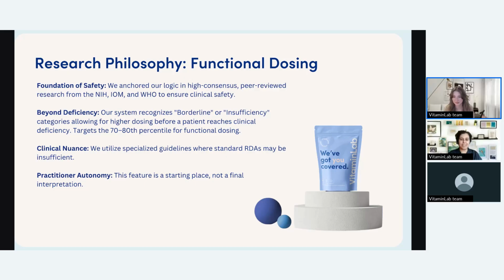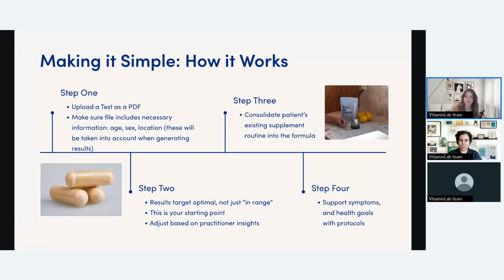Yeah, so let's dive in a bit deeper into just how it works. What do you actually do to make this happen? The first step is to upload the test as a PDF. Make sure the file includes the necessary information that Carissa mentioned before: age, sex, location. These will be taken into account when generating a result, as we all know, right? A 60-year-old man and a 30-year-old woman would not have the same guidelines as to what would be the 70th to 80th percentile of different micronutrients. And so that's a key factor.